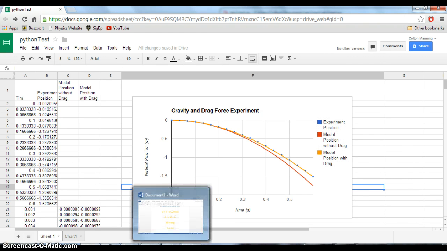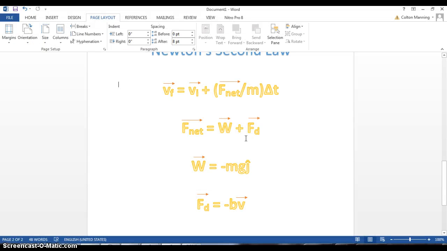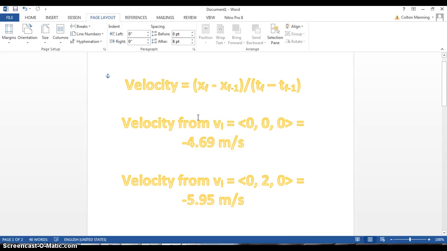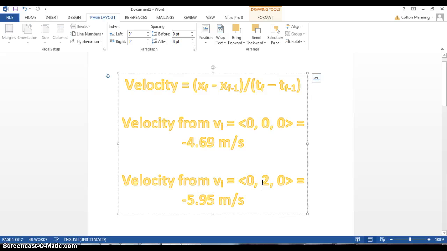Now, if we were to possibly throw the ball down instead of just dropping it from a still position, we would model it by using this. The velocity equation is equal to the final position minus the position before it, divided by the final time position minus the time position before that. So the velocity from the initial position, when we dropped it, was found to be negative 4.69 meters per second right before it hit the ground. Now, this should be negative right here, not positive.